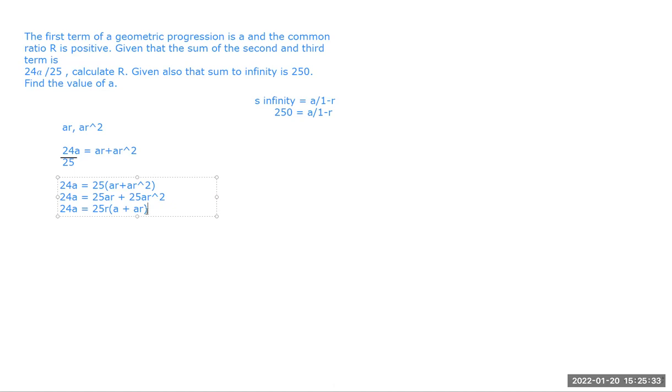You sure you want to do that? What does that resemble? You have r squared, you have r, and you have a number without r. What does it resemble? Quadratic. So divide through by a, and then, I don't want to erase that much. So this question, you have to find r first, and then you'll be able to find a.